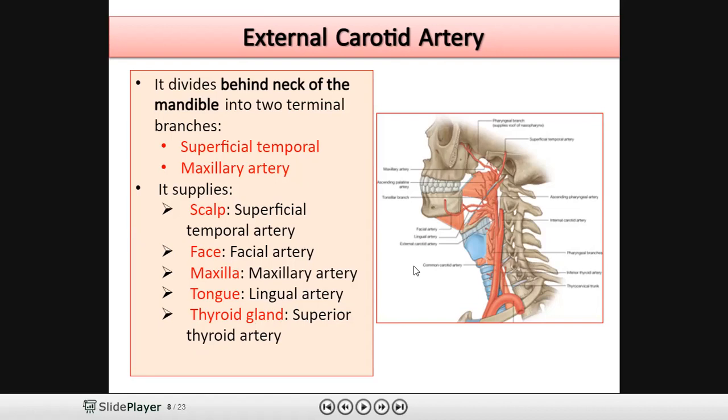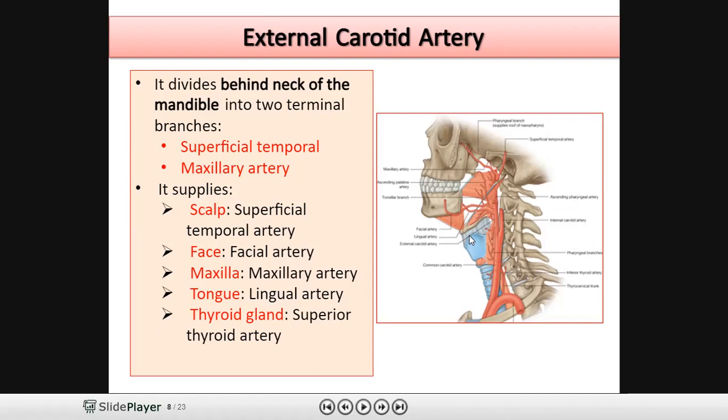It's going to supply the thyroid gland. Let me see if it is labeled in this picture. The superior thyroid is not labeled in this picture, but it's supposed to come downward, because you have your thyroid gland in front of your neck here, close to this hyoid bone. So there's a branch that's supposed to come down here to supply the thyroid gland, which is called the superior thyroid artery.